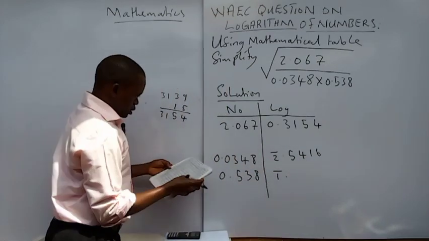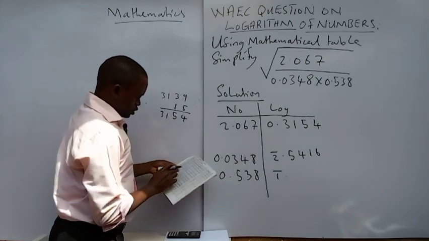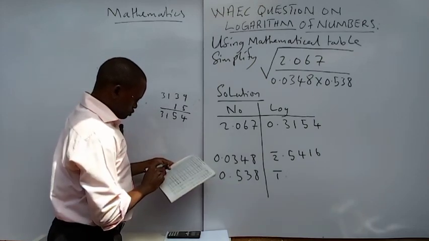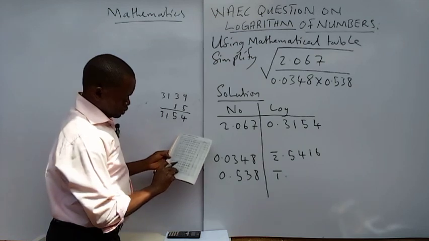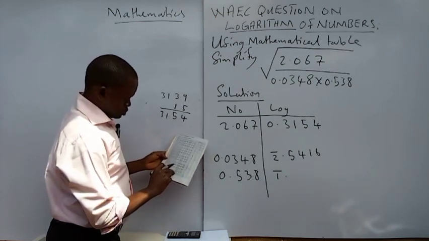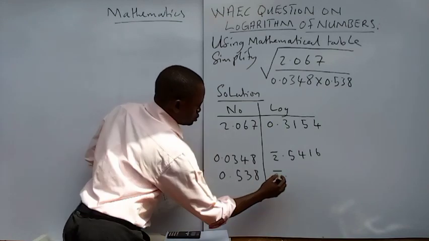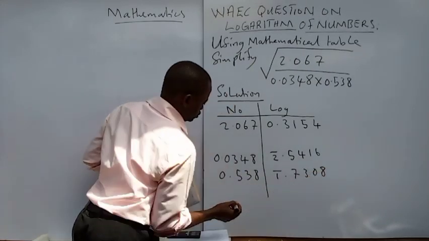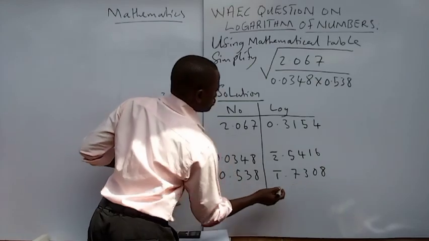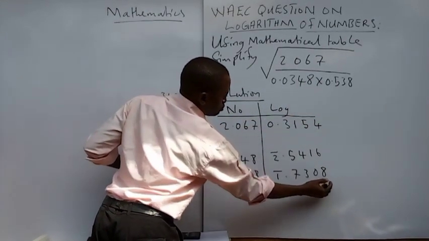5416. And then I will also come here and check 53 under 8. You see 53, go to under 8. Under 8 is 7308. 7308. Then 0.308.